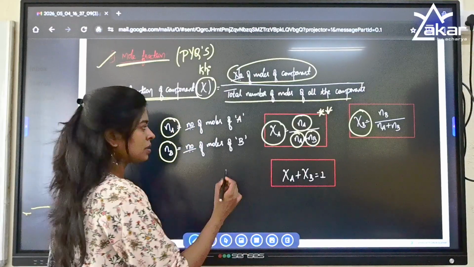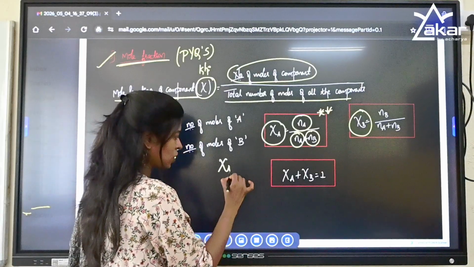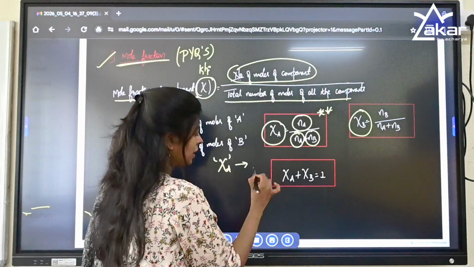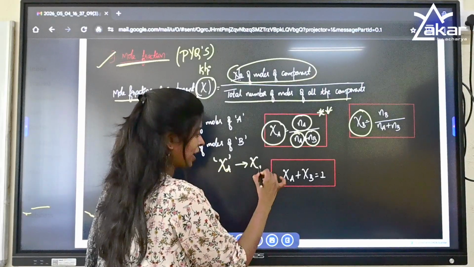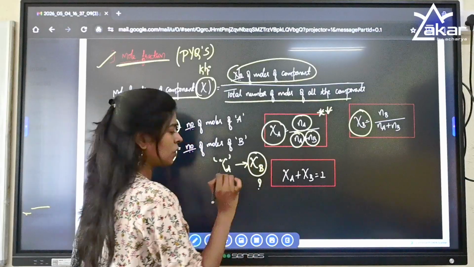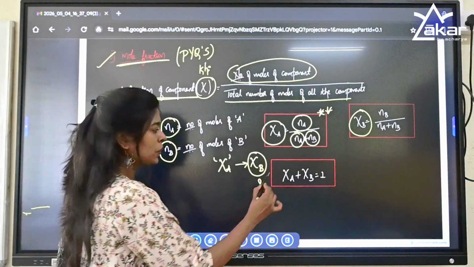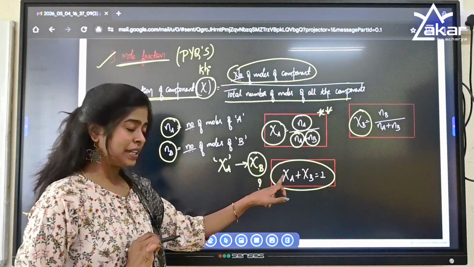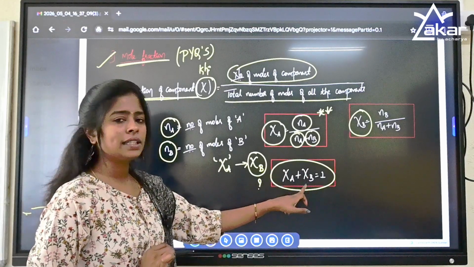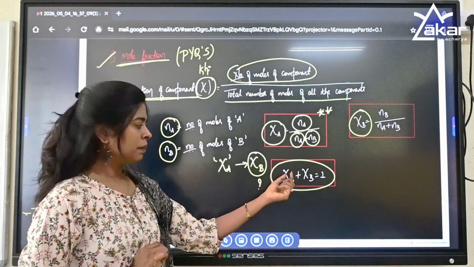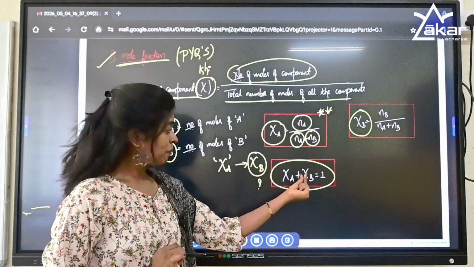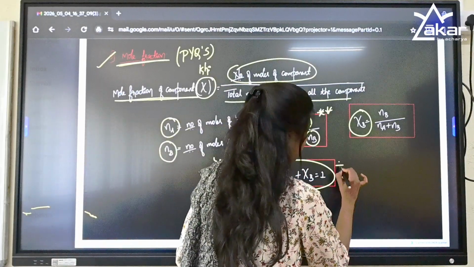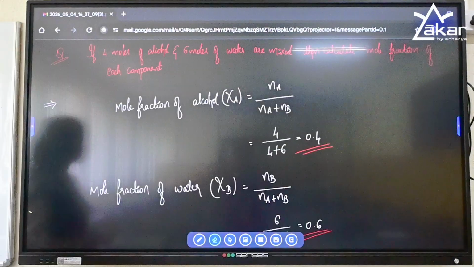Sometimes in problems you will be knowing the mole fraction of component A, and you will be asked to calculate the other one, that is mole fraction of component B. So in that case, what you will do? You can make use of this equation. If mole fraction of component A is known, you can calculate the mole fraction of component B, because we know chi A plus chi B is equal to 1. This is also a very important formula which you need to remember.